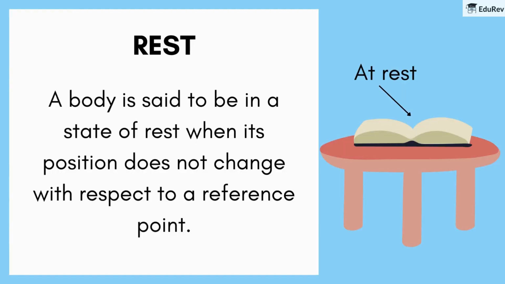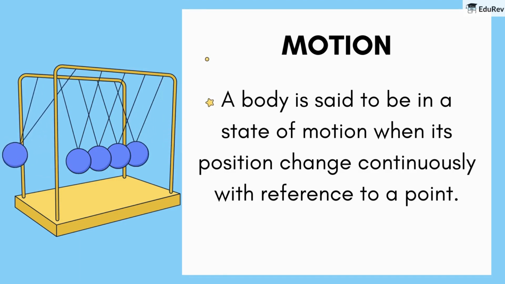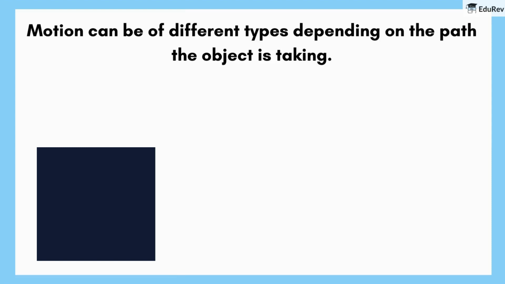A body is said to be at rest when its position does not change with respect to a reference point. On the other hand, a body is in motion when its position changes continuously with reference to a point. Now, motion can be of different types depending on the path the object is taking.